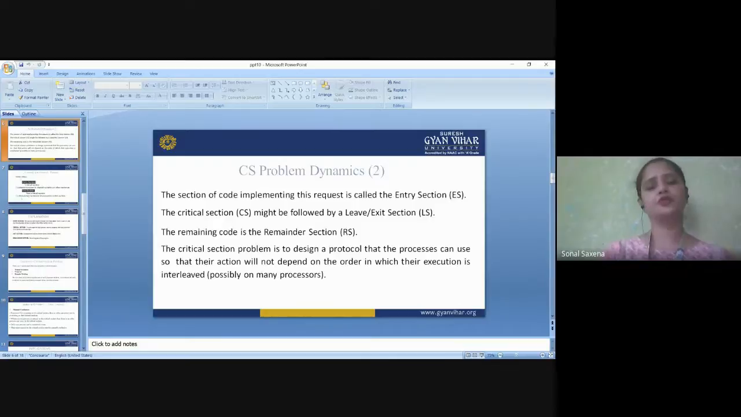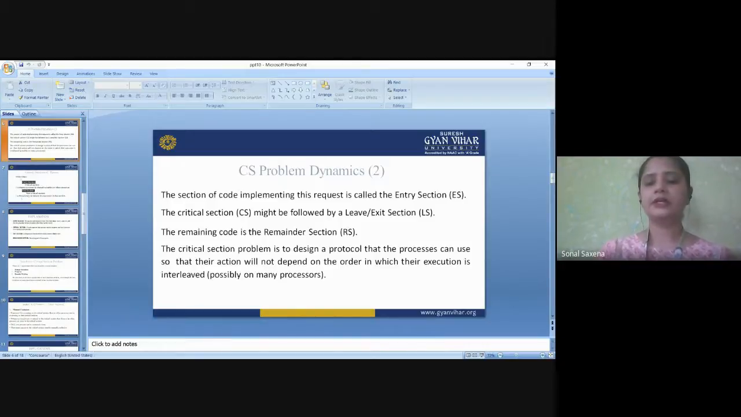Now the second dynamic says that the section of code implementing this request is called the entry section. A process that wants to enter the critical section has to go through a gate check, which is called the entry section. From there the request is made to the CPU.